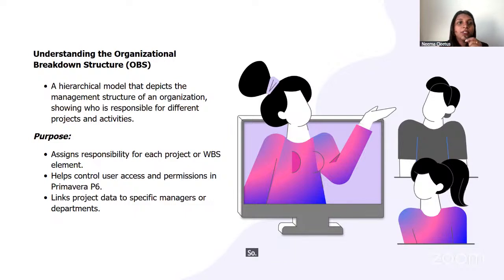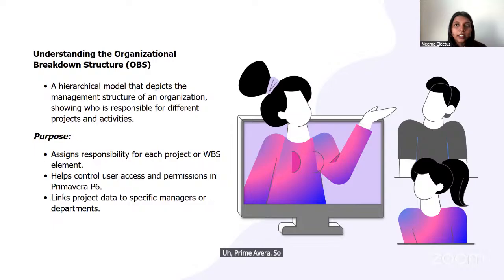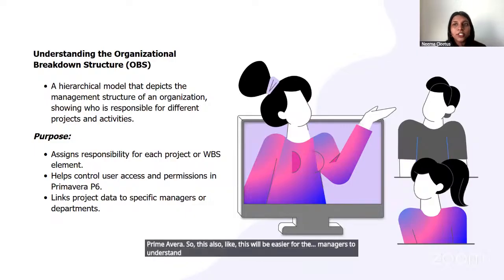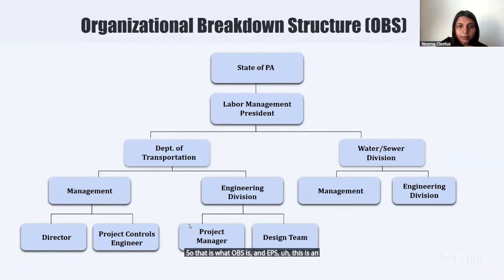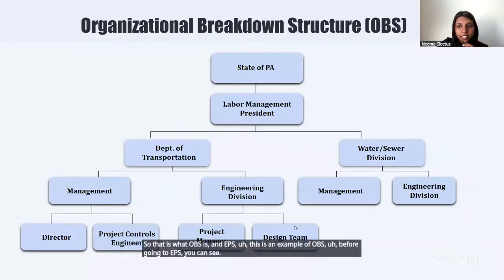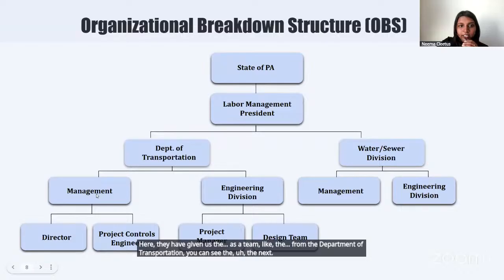So mainly the purpose of giving OBS is that we can assign certain responsibilities for each activity or task which we are doing in Primavera. This will also be easier for the managers to understand who's working on which activities or tasks in particular stages in a project. So that is what OBS is. And EPS, this is an example of OBS. Before going to EPS, you can see here they have given a team, like from the Department of Transportation. You can see the next hierarchy level is management.